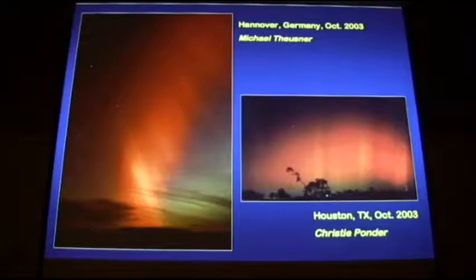But again, if you look at aurora, especially at the mid-latitudes, with the various perspectives that you may have, it looks like there's fire in the sky and it's being poured down, and because it is red, it is likely to be equated with fire. In 2003, we had this gigantic magnetic storm, the biggest in 100 years, and a lot of these pictures come from that very large magnetic storm.